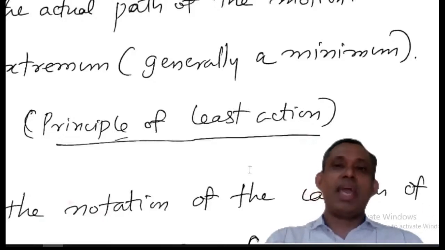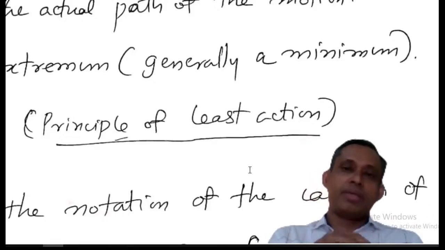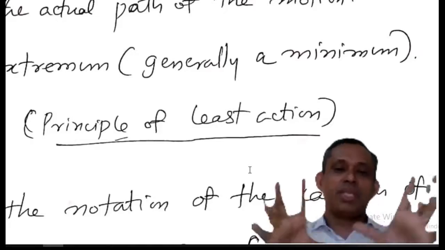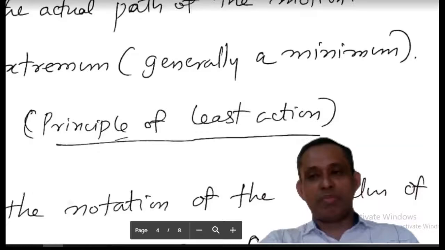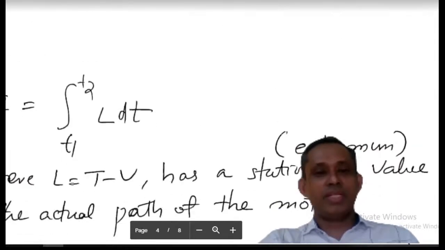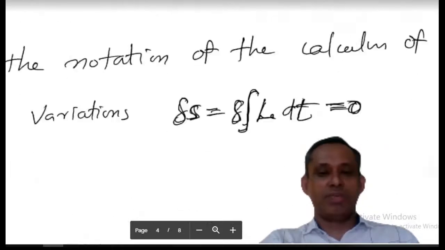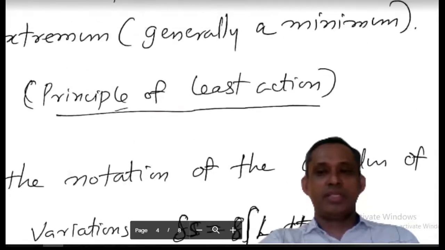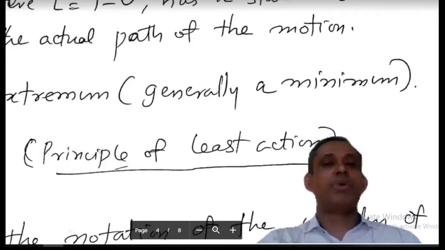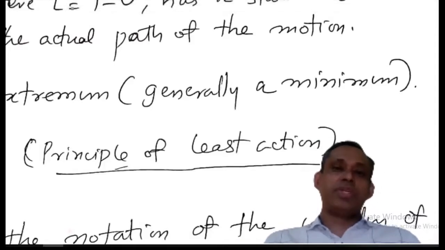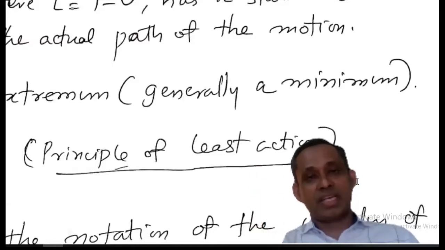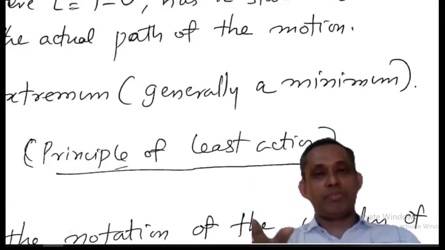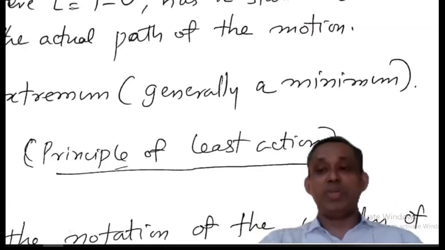Generally we say an extremum. Okay, extremum. So principle of least action: the action integral is minimum. Integral t1 to t2 L dt, this is minimum. This is Hamilton's principle, saying the system will always choose the path for which the integral t1 to t2 L dt, the action integral, is an extremum, and in most cases it is minimum.